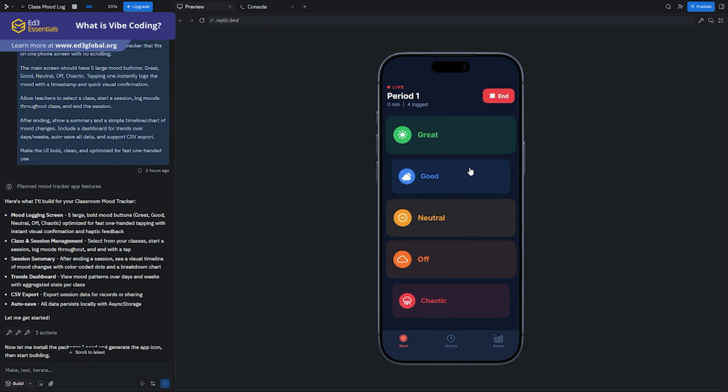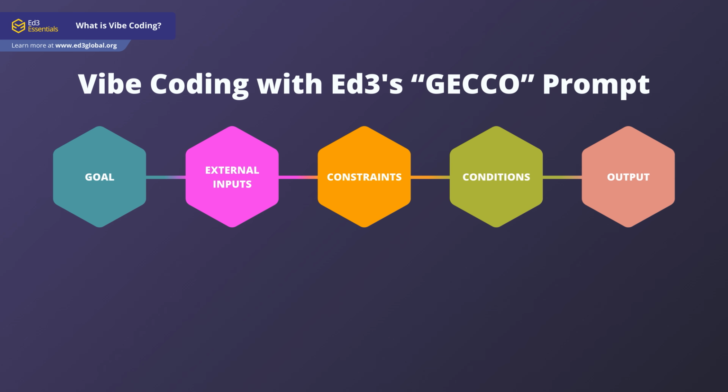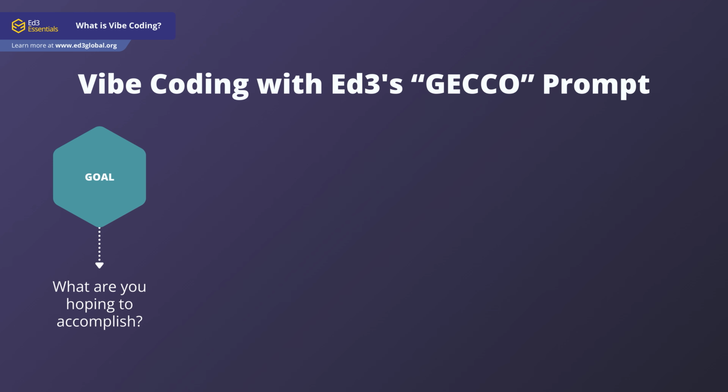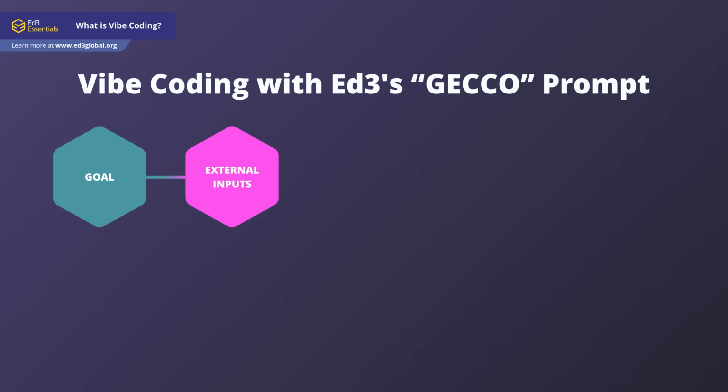We use GECCOs. First, we identify what we're hoping to accomplish. This is the goal. We want this to be something specific, but we also want to name our intentions for the idea. Do we want to increase human connection? Or do we want to make something more efficient? Next, we add any external inputs like data, background information, or context.